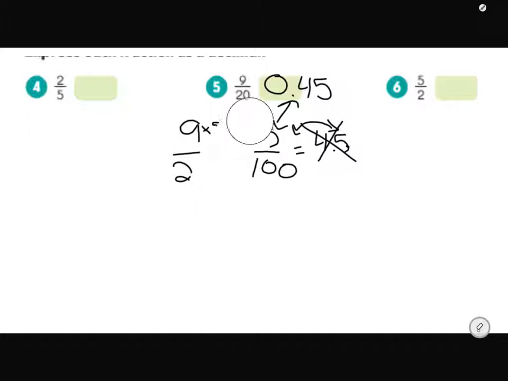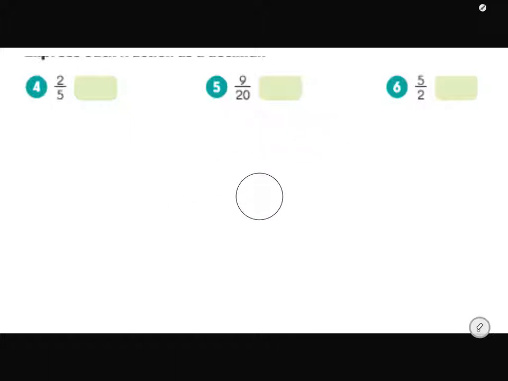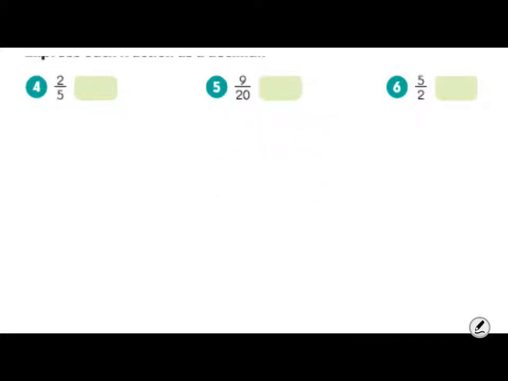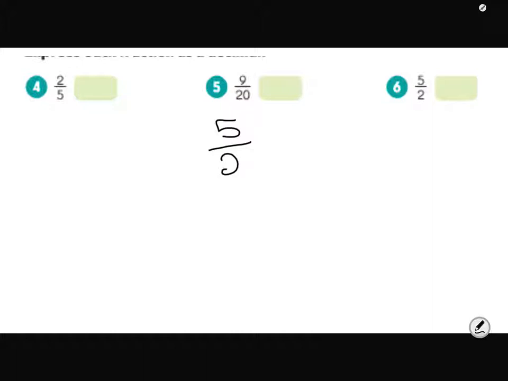Okay, one more. If I have 5 halves, this one can get tricky because it's an improper fraction, meaning the numerator is bigger than the denominator. That doesn't matter. It doesn't change anything. You still have to change this into tenths or hundredths because decimals are in tenths or hundredths. I'm going to change this to tenths because I know that 2 times 5 gets me to 10. Since I multiplied the denominator by 5, I'm going to multiply the numerator by 5. 5 times 5 is 25.